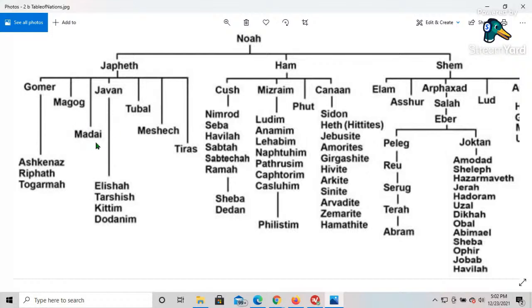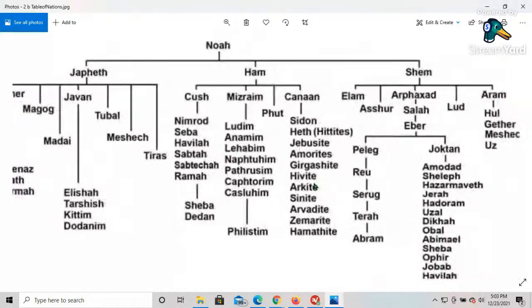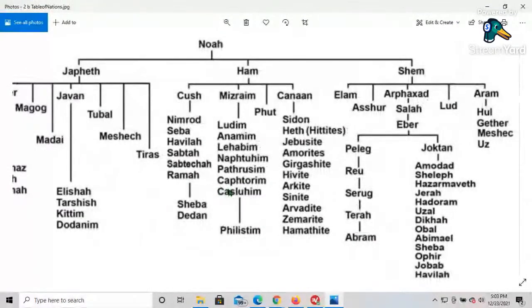Madai is the father of the Medes, the QY chromosome. Went all the way to America. Gomer, of course, the father of Ashkenaz, the R1A, Riphath, R1B, Togarma, R2. But all these nations are known civilizations, and they're the only ancient civilizations that ever existed.